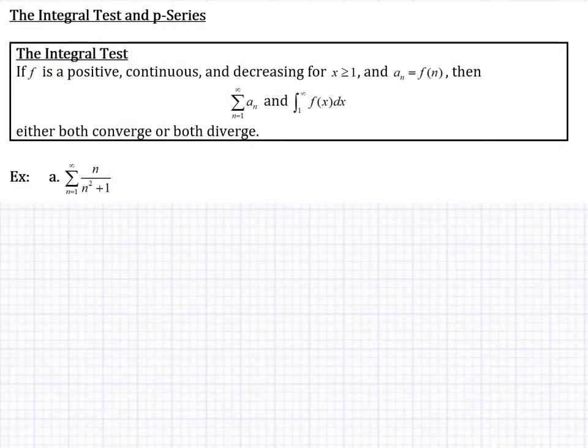All right, so here we look at another way of determining convergence and divergence by using integrals. This thing is called the integral test. In the integral test, it says if we have a function f that is positive, continuous, and decreasing for x greater than or equal to 1, and a sub n equals f of n, then this summation and this integral will both do the same thing. They're either both going to converge or both going to diverge.